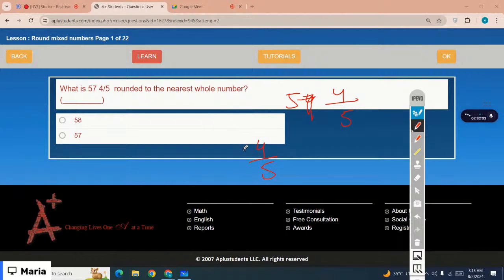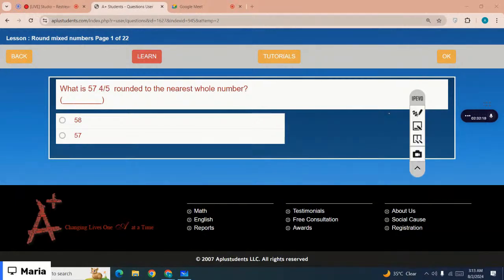So that means most of the part is colored. That means it is greater than half. So 4 over 5 is greater than half, so you need to round up. You have to round it to 58. The correct option is 58. Option number 1 is the correct option. Got it?